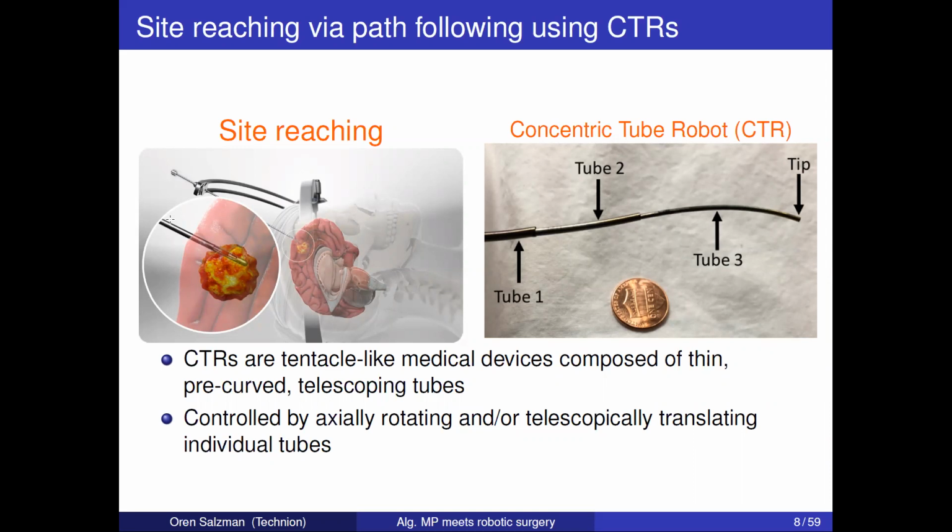So the first robot that I want to discuss is what's called a concentric-tube robot, or a CTR. And these are tentacle-like devices. So we see here a CTR of 3 tubes. And you can see there, each one is pre-curved and they're nested one within the other. The way we can control it is either rotate each tube at the base, or we can translate it. So each tube has 2 degrees of freedom. In this CTR on the right, we have 3 tubes, so that's 6 degrees of freedom. And you can see the size.